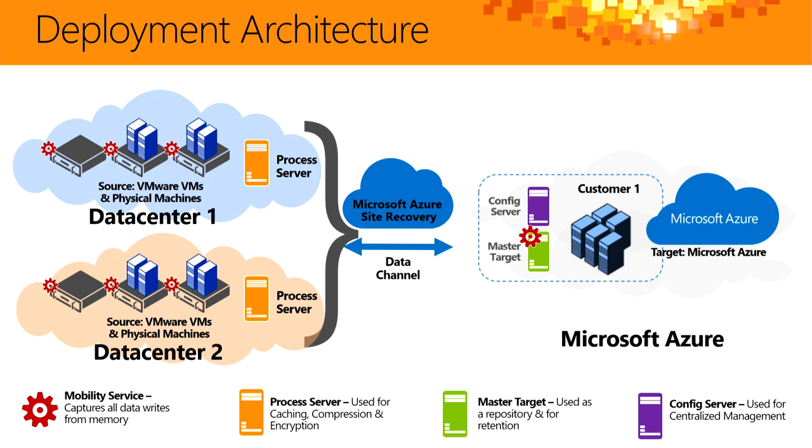So your mobility services, your process server, your master target server, and your config server is really all you need. Master and config sit in the cloud, process server sits on premises, and mobility service sits on any machine that you need to protect. And by the way, if you have any questions, just shout them out as we go. Don't wait till the end. Does that work?